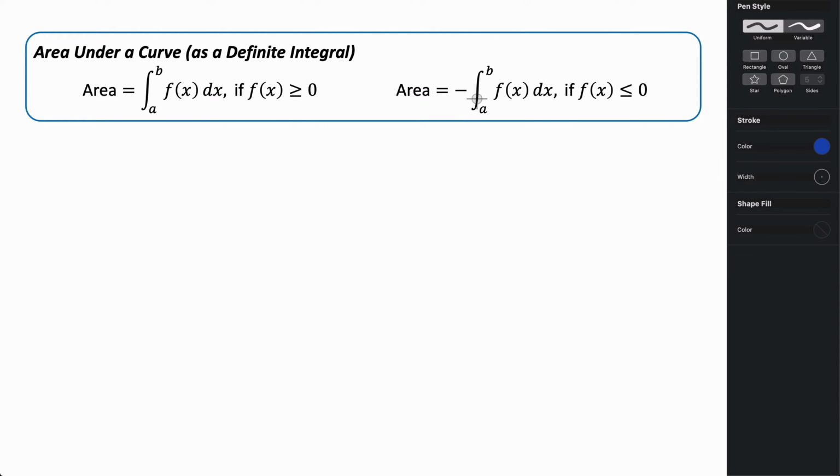So this is our unsigned area, right? We're not talking about it being positive or negative. It's just going to be the value of the area under the curve. And so if our function lies below the x-axis, then we would have to take the opposite of the integral from a to b of our function.